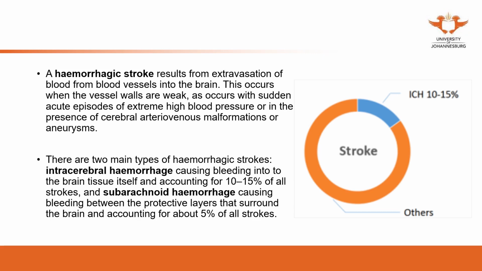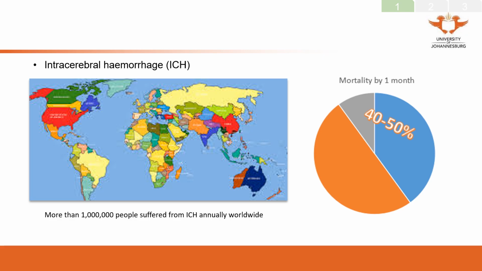When we study these two categories further, especially the first one, intracerebral hemorrhage, it can further be divided into smaller categories depending on the location of the hemorrhage. The intracerebral hemorrhage, ICH, is a global problem. It affects more than 1 million people every year. The mortality rate of ICH is very high, up to 40 to 50%.